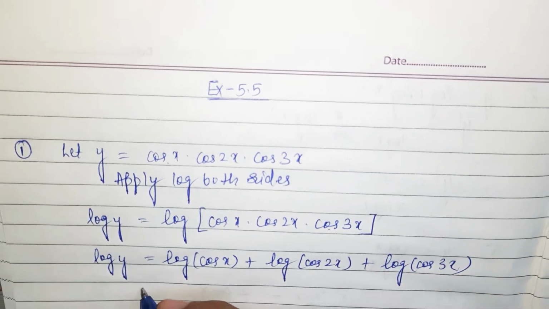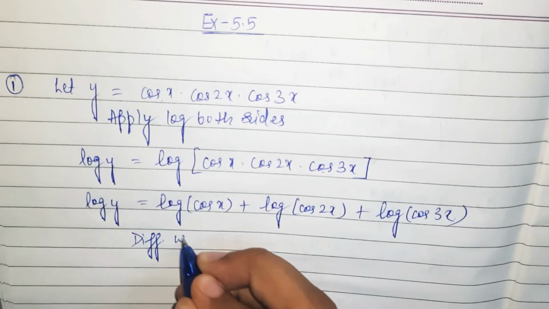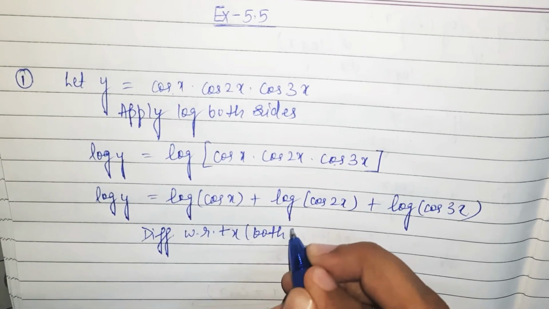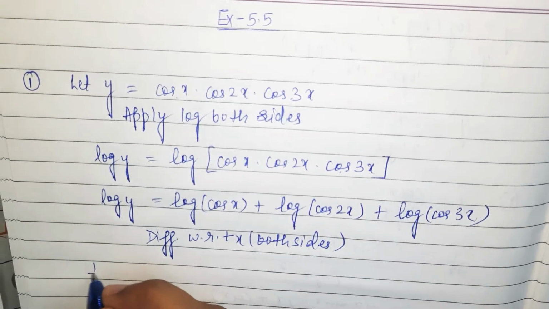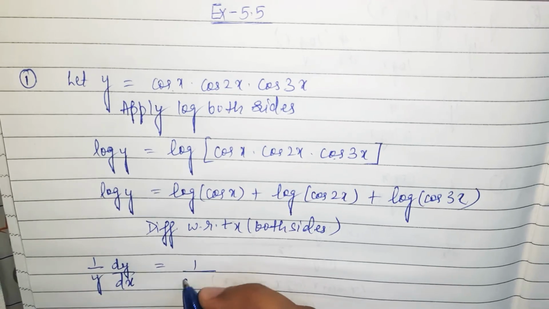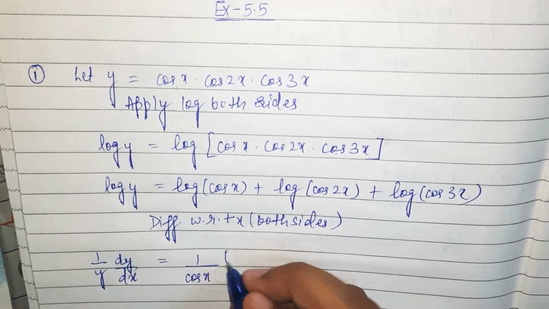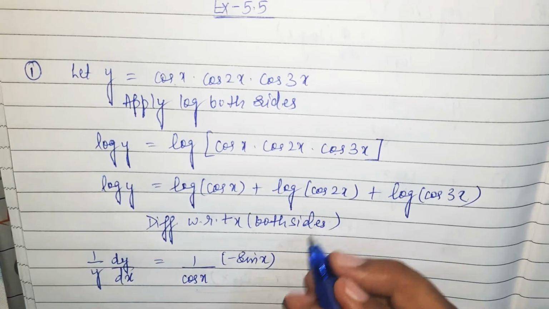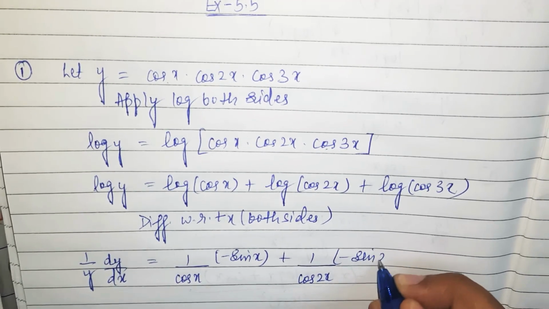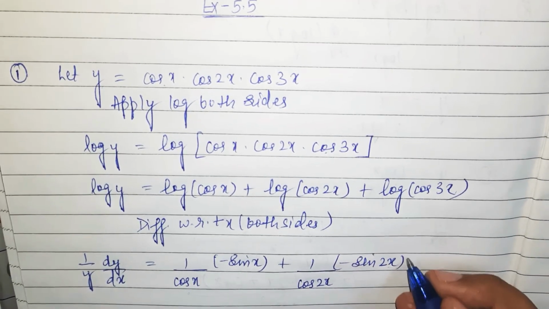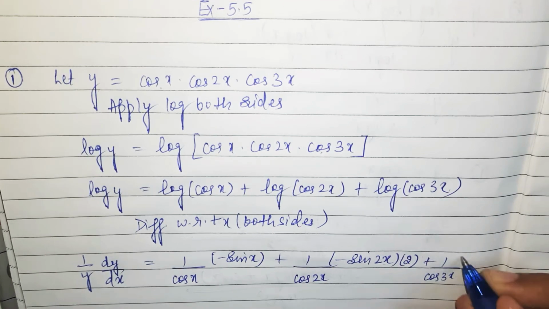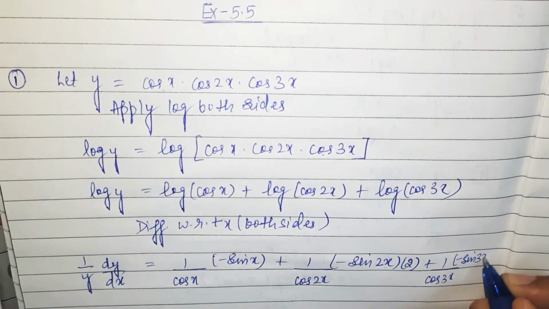Now start with the differentiation. Differentiate with respect to x, both sides. So what am I getting? Log y will become 1 upon y dy upon dx. Then log of cos x gives 1 upon cos x. What is the differentiation of cos x? It is minus sin x. Then log of cos 2x gives 1 upon cos 2x, and the differentiation is minus sin 2x into 2. And this will become 1 upon cos 3x, into minus sin 3x into 3.